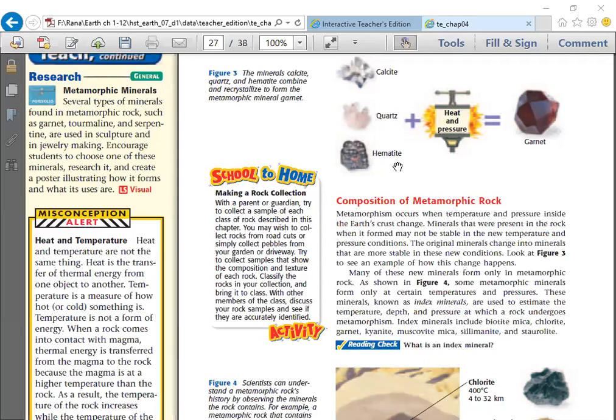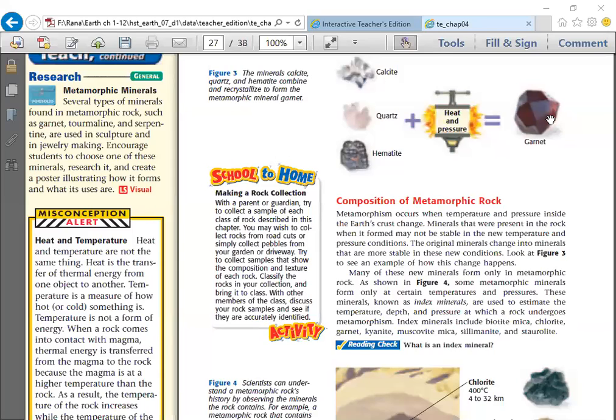Yeah, thank you. Just at this point, the idea is that for this rock, calcite, quartz, and hematite, for example, once they are under extreme heat and pressure, they will not be stable. They will break down and recombine to form a new mineral. So if we have a rock that contains the garnet mineral, what kind of rock must that be? Metamorphic rock. It must be metamorphic.